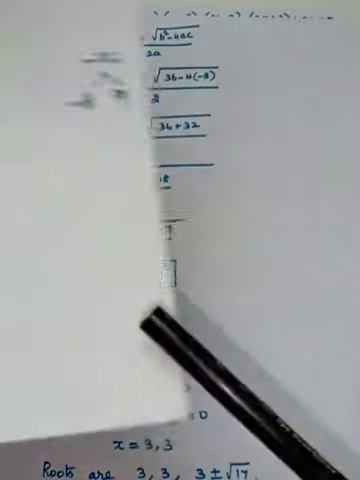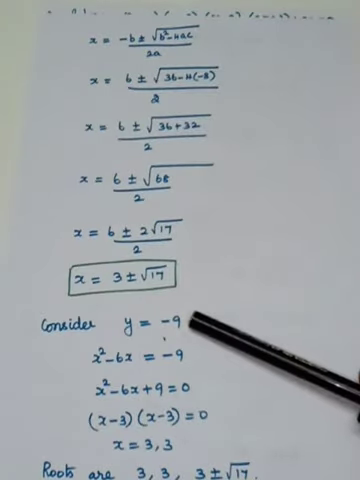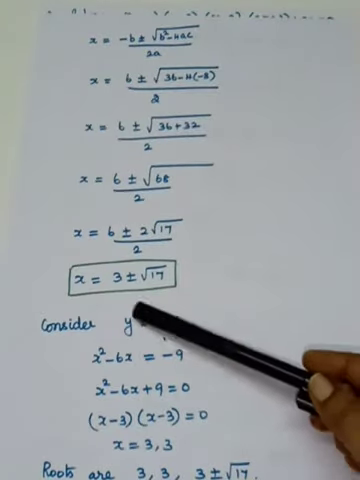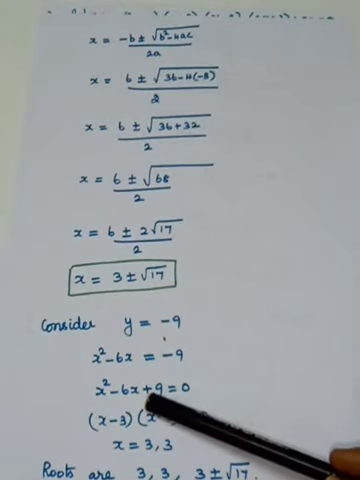And take the next factor, what is it? Y is equal to minus 9. So you have to consider that. In the place of y, what you have to substitute? What is y we have taken? It is x squared minus 6x. That has to be substituted. Bring this minus 9 to the left side.